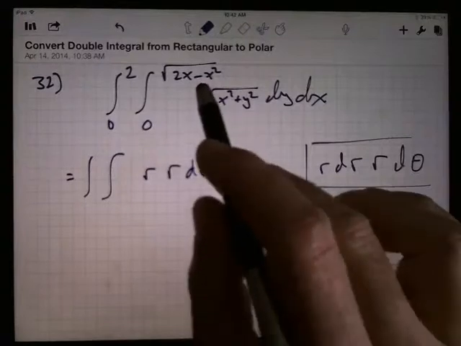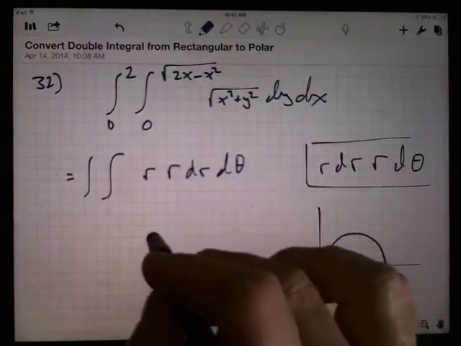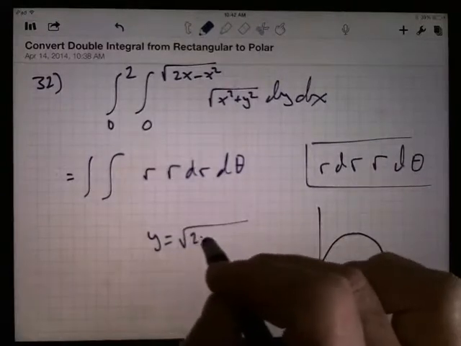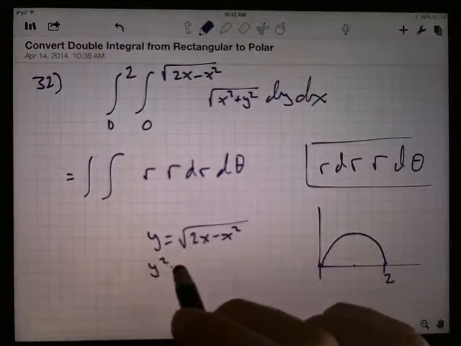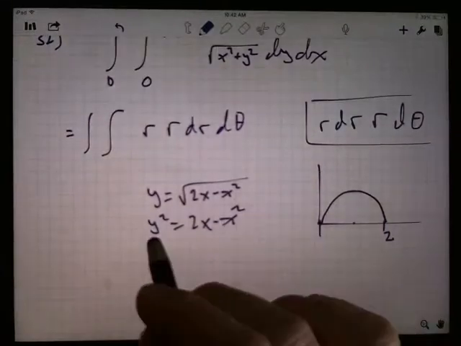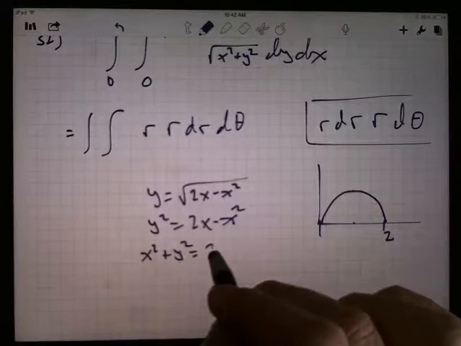How would I convert that? Well, this is the equation. Y equals the square root of 2x minus x squared. If I square both sides, I've got y squared equals 2x minus x squared. Bring this over to the other side. I've got x squared plus y squared equals 2x.